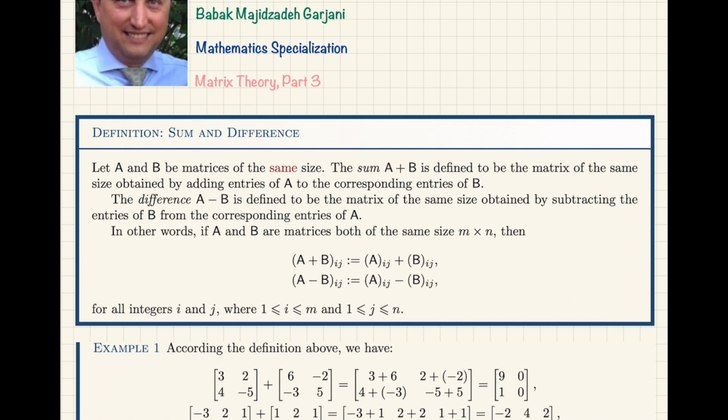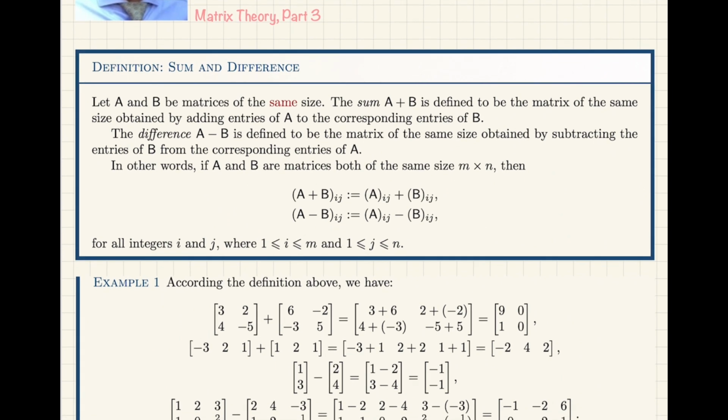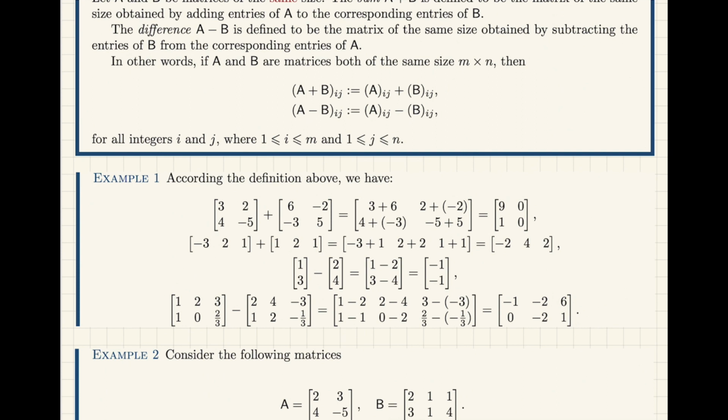Yes, and the addition and subtraction was defined in a very natural way, entry by entry. I will take one entry from one of them and add it if I want to add, subtract it if I want to subtract, from the corresponding entry of the other matrix. That was exactly what we defined for the addition and subtraction of two matrices. For example, here you can see some examples.